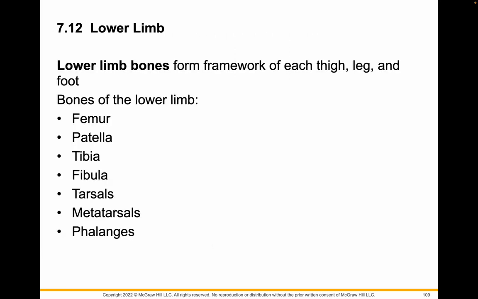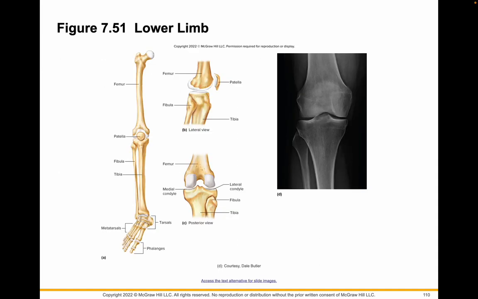All right, the bones of our lower limbs, we have our femur, our patella, our tibia, our fibula, the tarsals, the metatarsals, and the phalanges. Femur is the largest bone in the body, and connects with the tibia and fibula at the knee, where the sesamoid bone, patella, is located.